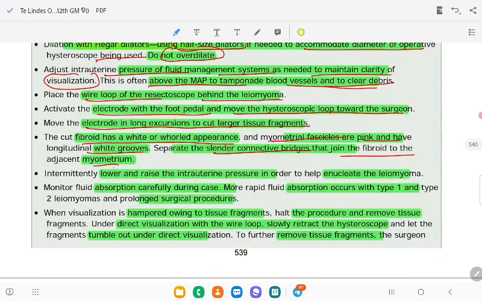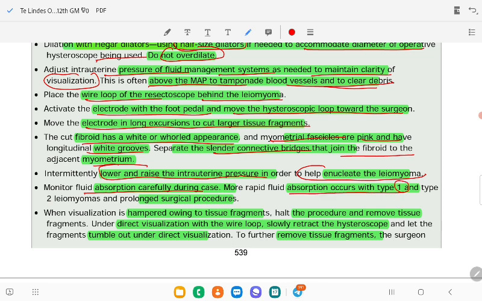Intermittently lower and raise the intravenous pressure, which will protrude and deliver the myoma. Monitor fluid absorption carefully throughout the case. More rapid fluid absorption occurs with type 1 and type 2 myoma. The procedure is prolonged when visualization is hampered by tissue fragments. Halt the procedure and remove tissue fragments under direct visualization with the wire loop.